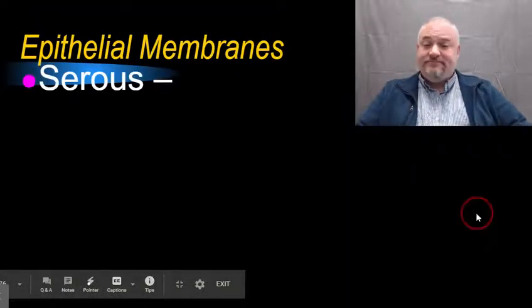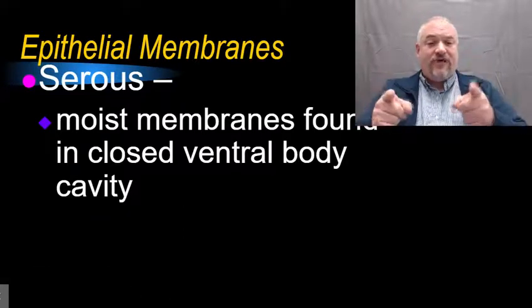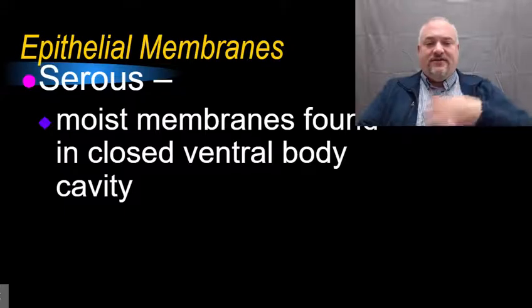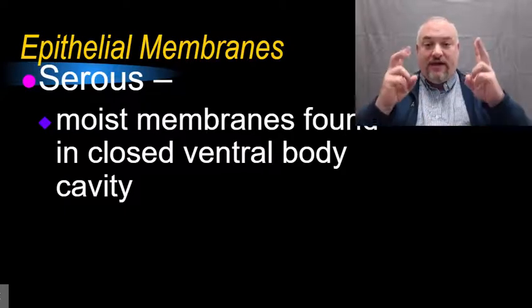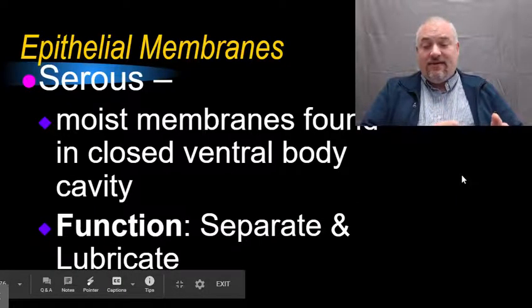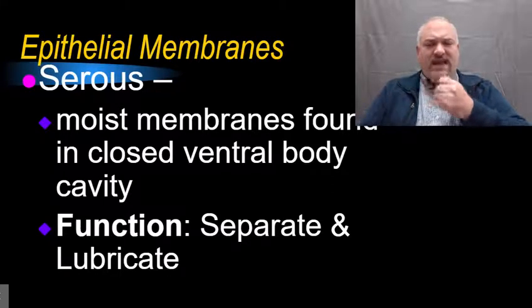Serous membranes. These are moist membranes found in the closed ventral body cavity. Where is your ventral body cavity? Yes, that is your thoracic and abdominopelvic cavities, right? This front part of your body where all your guts are. Okay. And they function to separate and lubricate. All of these organs in here are moving. Your heart's beating at around 70 beats a minute on average for its lifetime.